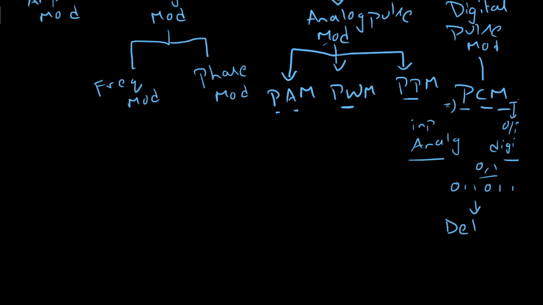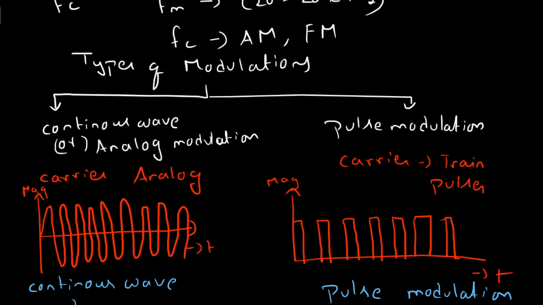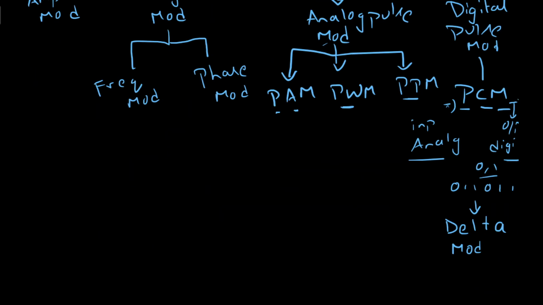In the next sessions, we can study each and every modulation in detail, how the modulation takes place and how the demodulation takes place at the receiver side by using different techniques. Okay, so this is about the types of modulations. Depending upon the carrier, the type of modulation varies. And one more thing, we have a different case, that is digital modulation techniques.